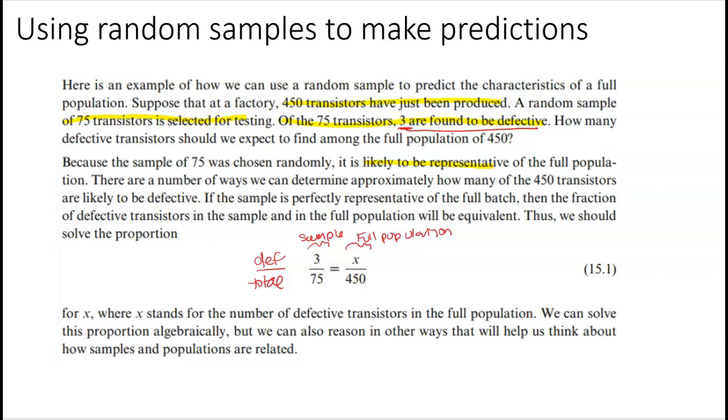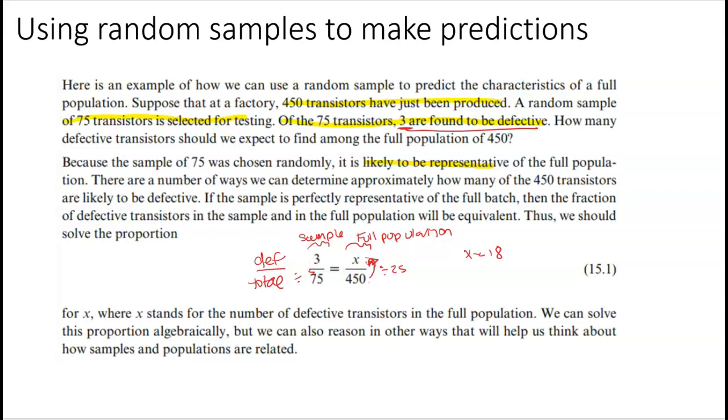So we can say there are 3 out of 75 in the sample, which is equal to x over 450. We can solve this either going across or within, as we've done before. Maybe you know that to get from 3 to 75 we would multiply, but remember, we want to go this way. So 75 is going to be divided by 25, so we divide this by 25, and we see that x equals 18.